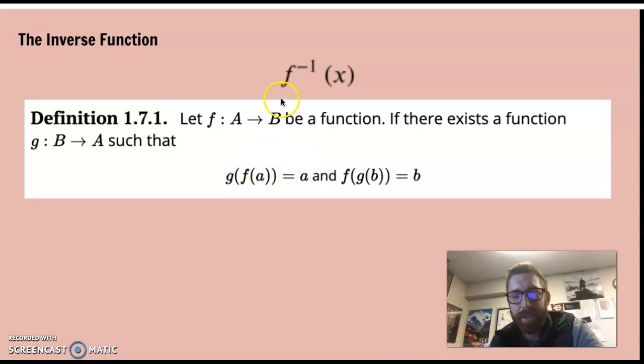In function notation, if I ever wanted to show you an inverse, it would just be f to the negative 1 of x. So whenever you see this, you know that we're talking about the inverse.